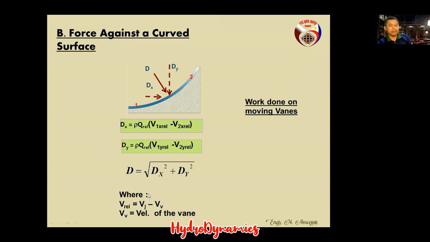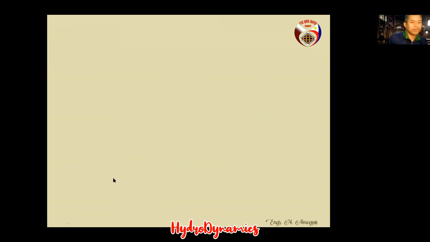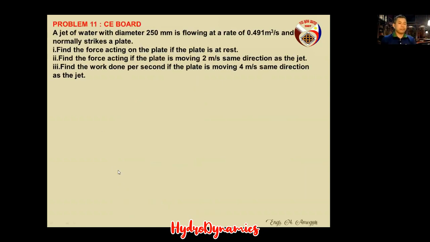So dx times velocity. Depende na lang sa motion ng vane. Kung dx lang yung motion, then dx times velocity of the vane. Kung dy, kung may motion ng y, then dy times motion of the vane. Right? So, problem. Ito, very simple problem.